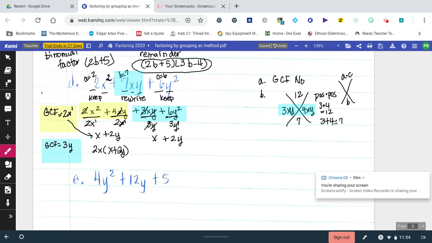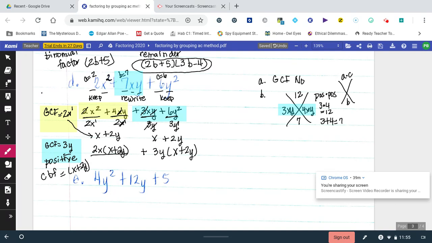Now I put my GCF of 3y, and it's positive. So put plus 3y times the remainder of x plus 2y. Then I look for a common binomial factor, okay? So my common binomial factor, I'm shortening it, guys, because I don't have enough room to write it all out, is x plus 2y.